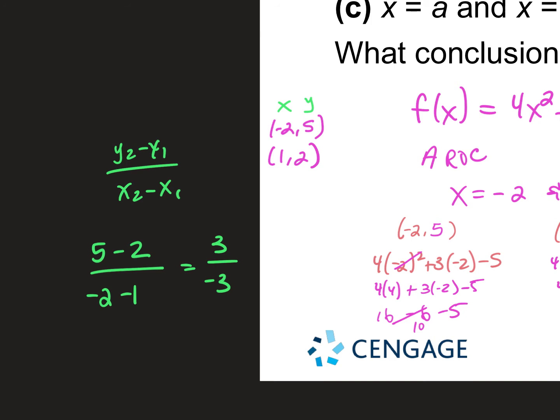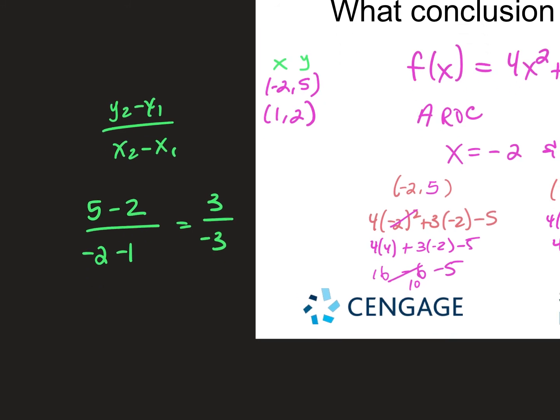So what is the average rate of change for this function between x is negative 2 and x is positive 1? Your average rate of change is negative 1.